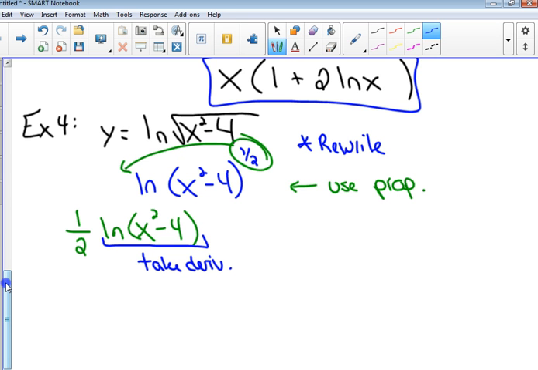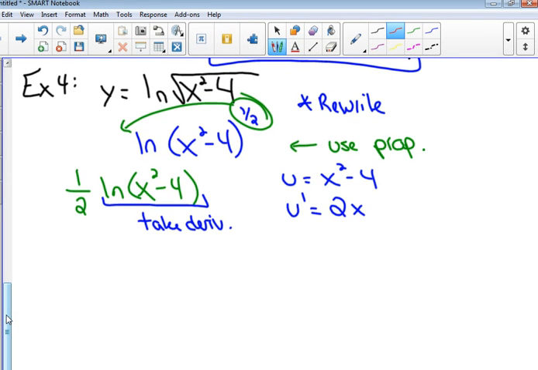If you're just working with this, and at the end we're going to be multiplying by 1/2, what's your u going to be? X squared minus 4. Good. Awesome. So, Kaylee, what's your u prime? 2x. Great. Okay, so our last step now is to rewrite all this. When you are doing your derivative of ln of u, yep, 2x over x squared minus 4.